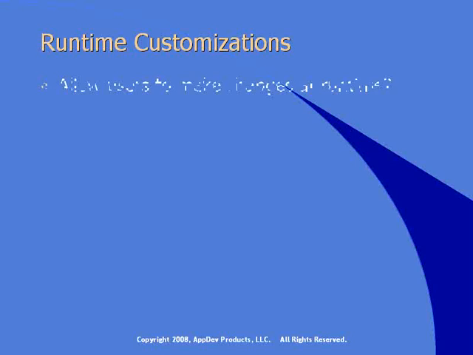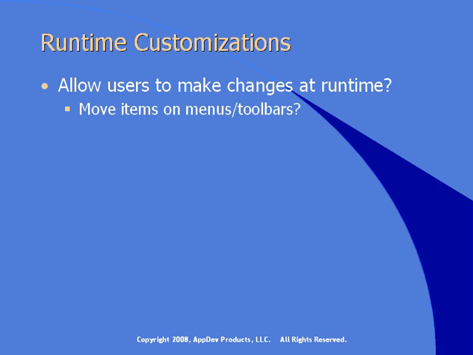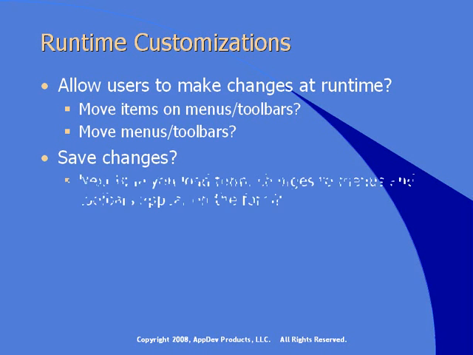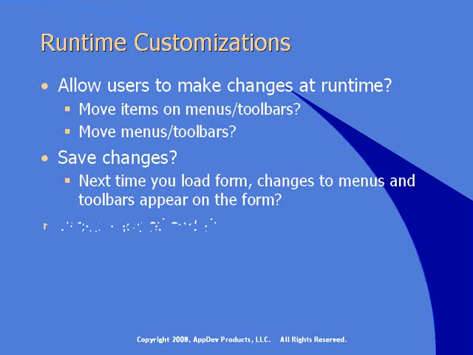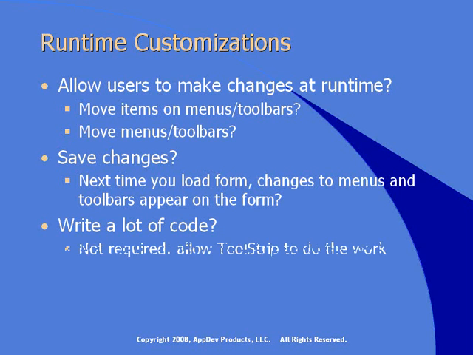You might want to allow users to make changes to the toolbars at runtime. Maybe they want to move items on menus or toolbars, or move the menus and toolbars. That's fine, but how do you save the changes? Next time you load the form, how do you make it so the changes to the menus and toolbars appear on the form? Do you have to write a lot of code to make this happen? Well, not a whole lot. You can let the tool strip do the work.